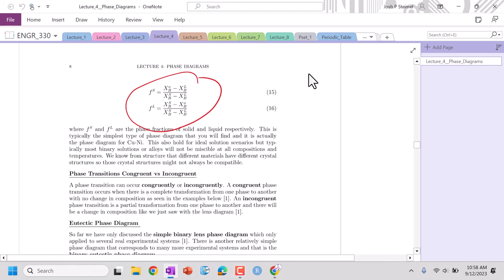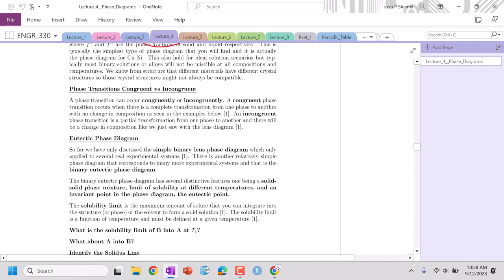And we are back. So we have gone through the lever rule, and we looked at some phase diagrams and some free energy curves and drawing essentially those values. But now let's talk about phase transitions that are congruent or incongruent, and let's start to evaluate and look at invariant points. So congruent versus incongruent phase transitions.